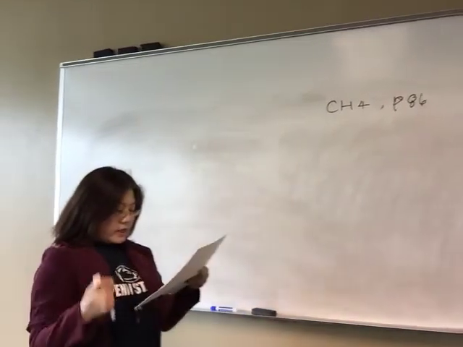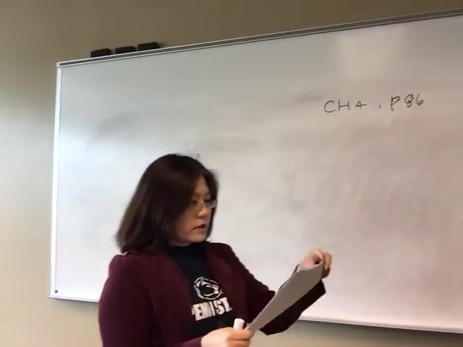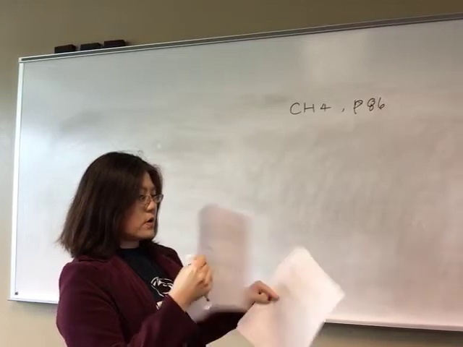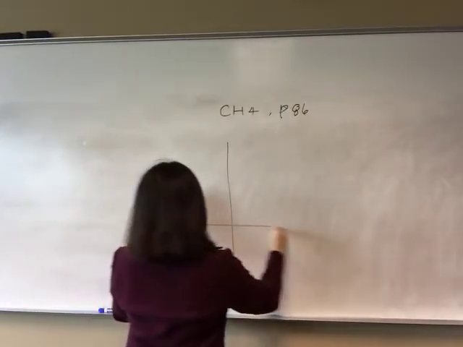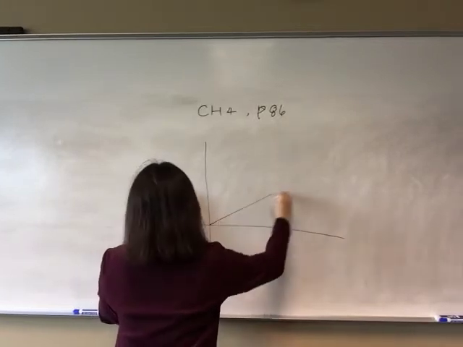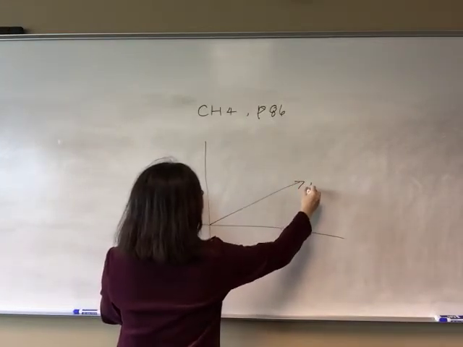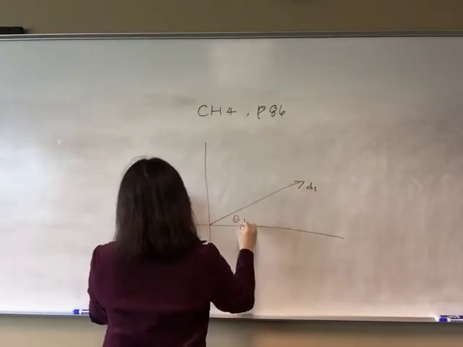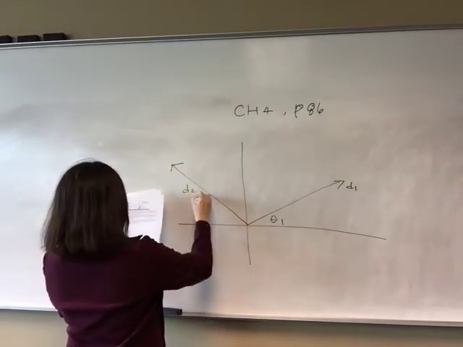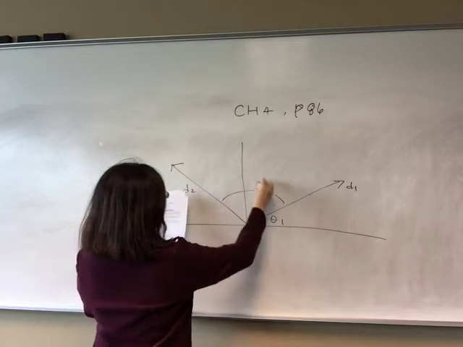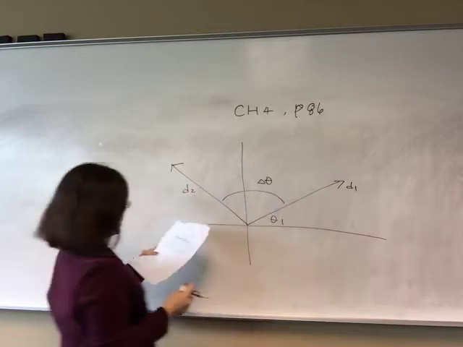All right, 86. In the figure, let's see, the figure. Okay, so you have, again, I'm going to draw the x and y. So you have here, this is your D1, and this is your theta 1, and you have here, that's your D2, and then you have your delta theta, that's given. Okay, so let's see.